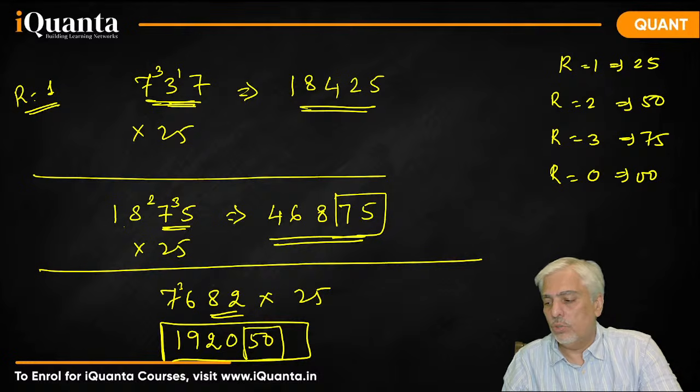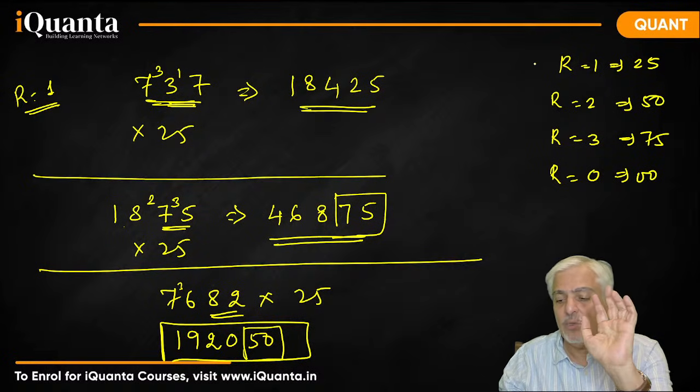Okay, chalo. So 25 is also clear. So what are the rules we have learned up till now? Multiplication by 5, multiplication by 25. 25 के लिए ये rule याद रखना है.